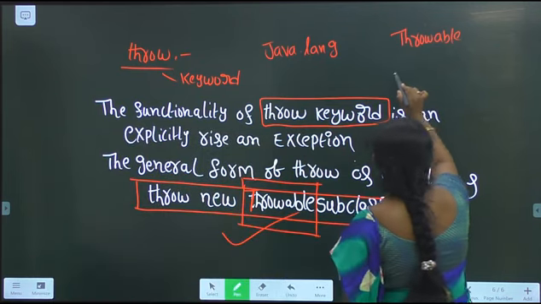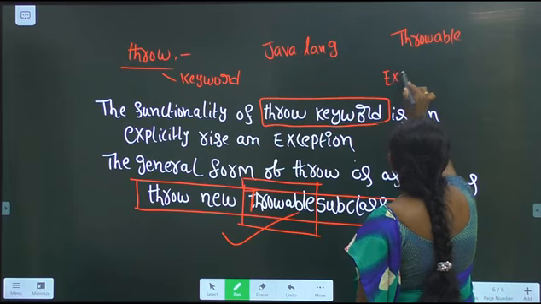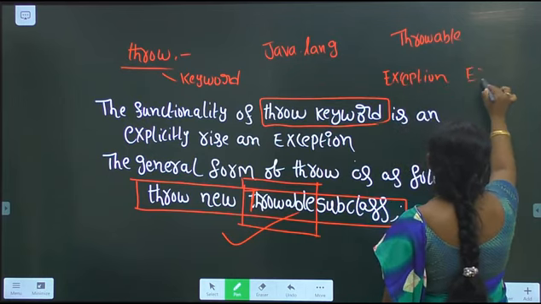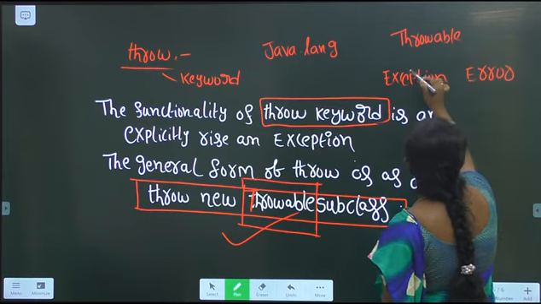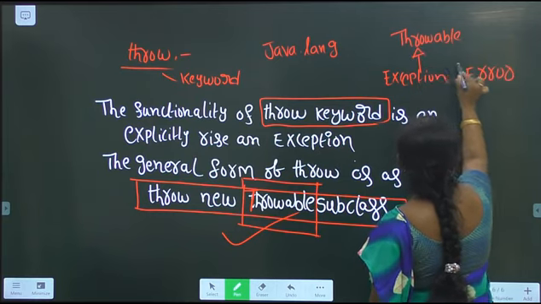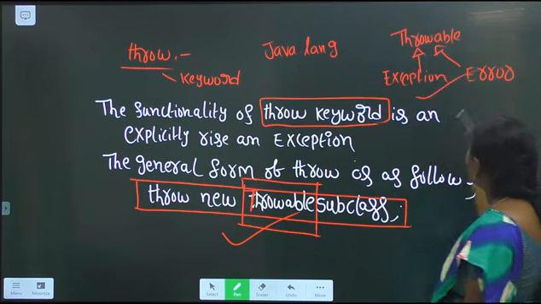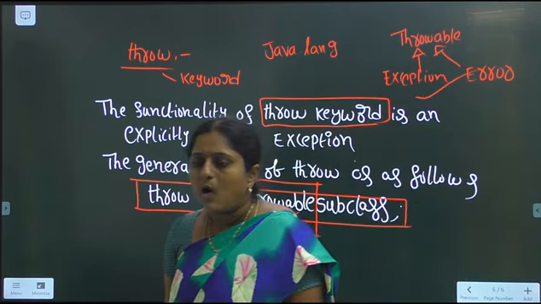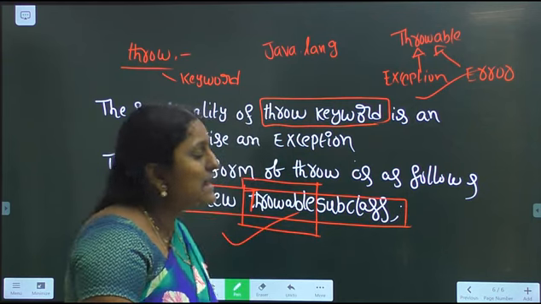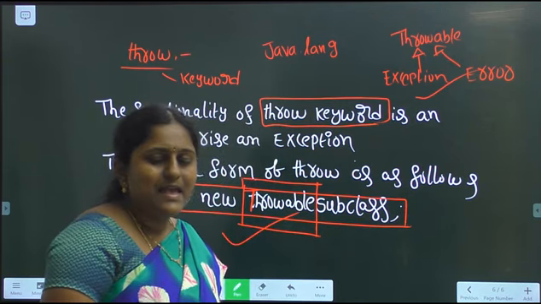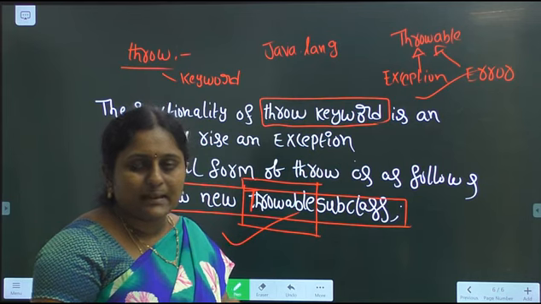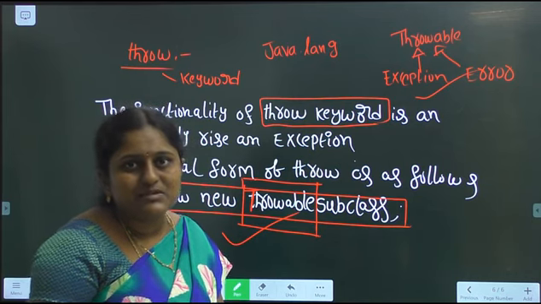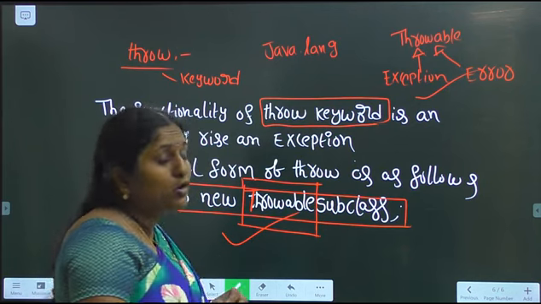Here, exception and error. These two are subclasses of the throwable class. All the exception classes are subclasses of the throwable class. Exceptions and errors, these two are the subclasses of throwable. In Java, throwable is the superclass. All the exceptions are the subclasses of throwable class.